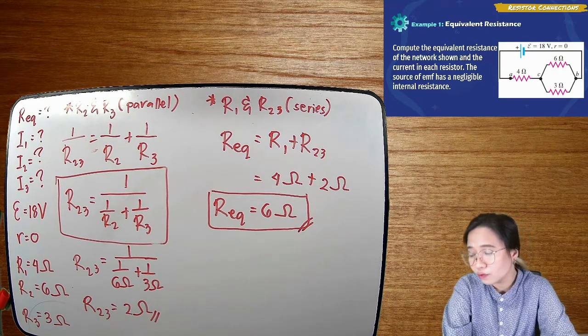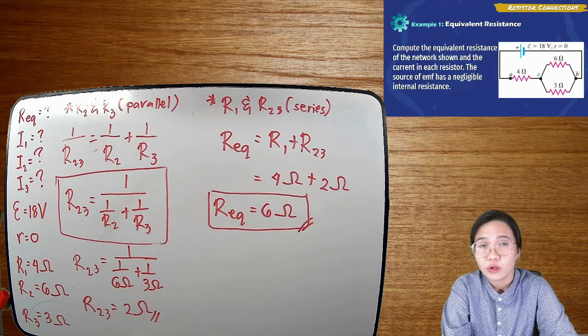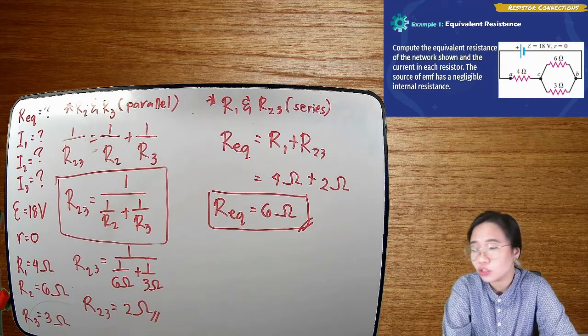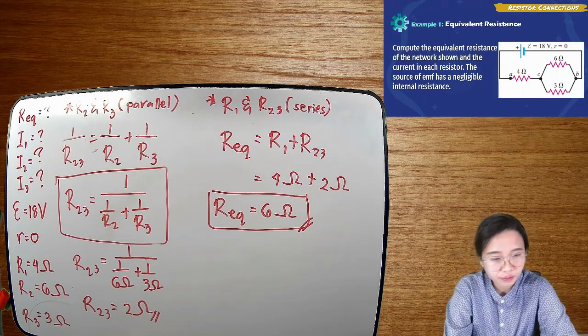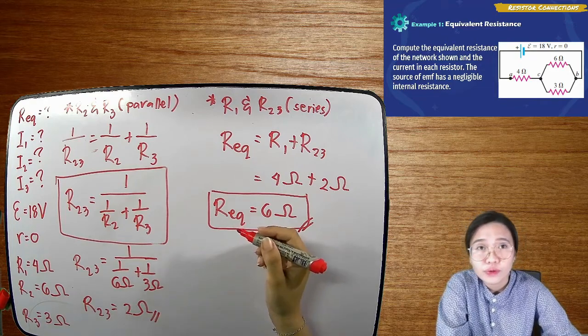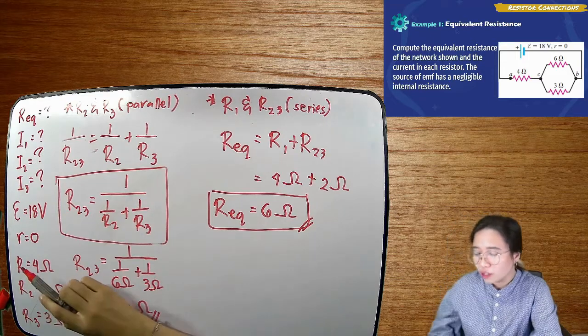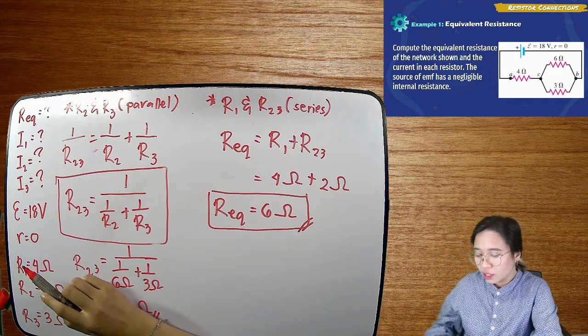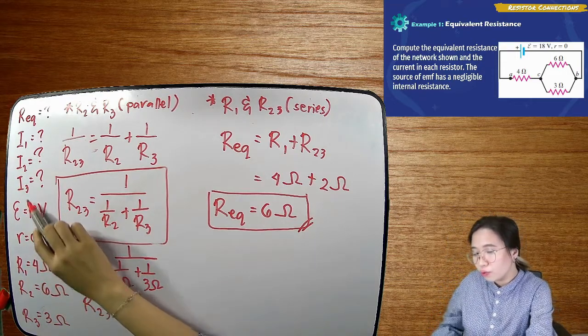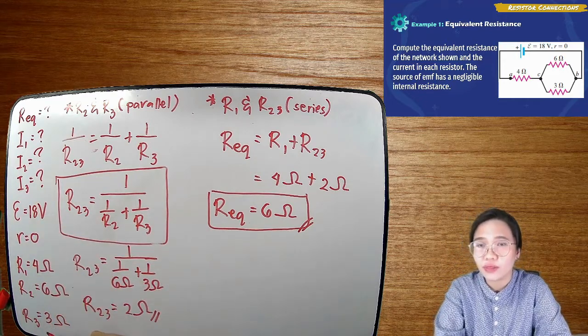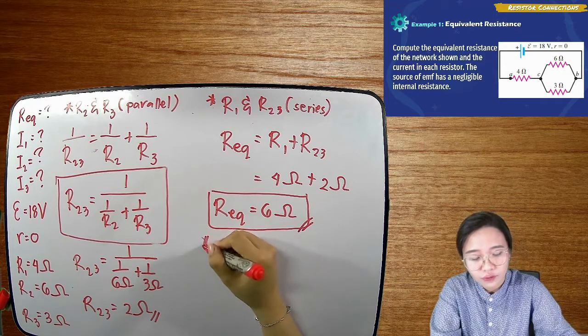Then now we need to solve for the current in each resistor. Our I1 here is the current in R1. Our I2 will be the current in R2, and our I3 will be the current in R3. So let's solve first for I1.